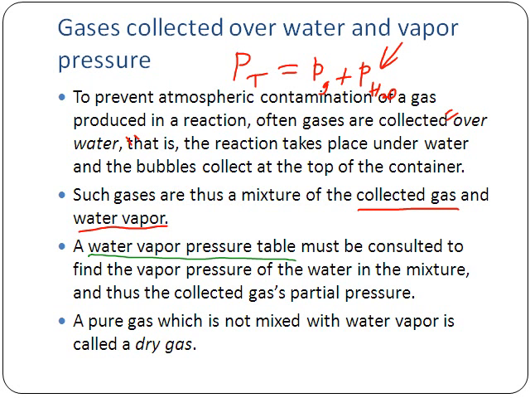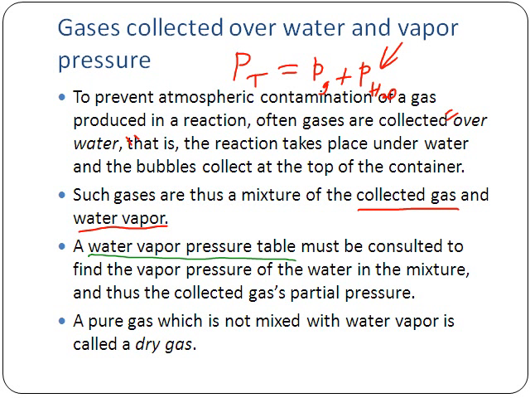So that's basically called collecting over water. And so if you ever see something that says that this gas was collected over water, it means in any gas law calculation you do, you have to subtract off the water vapor pressure. And so that's going to be your first step. And then once you've got that partial pressure of the gas, then you can use it in its calculation.